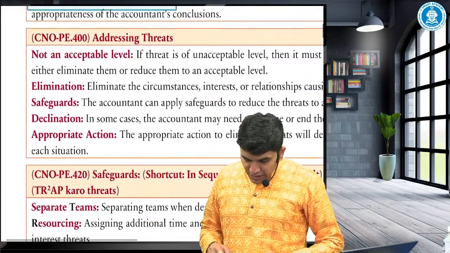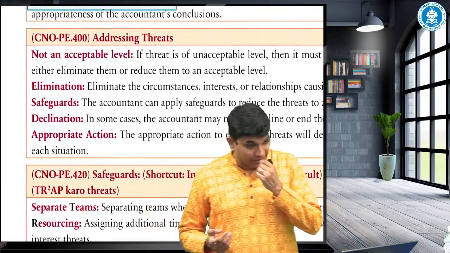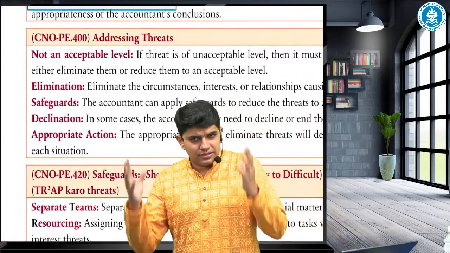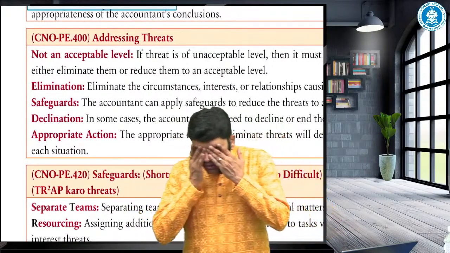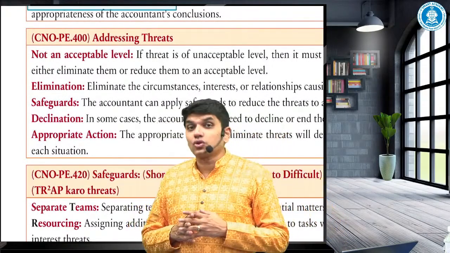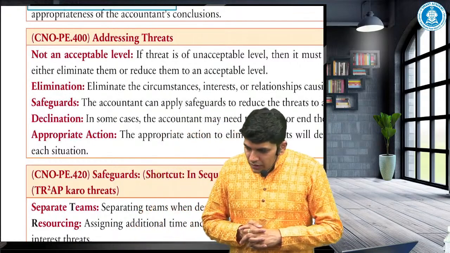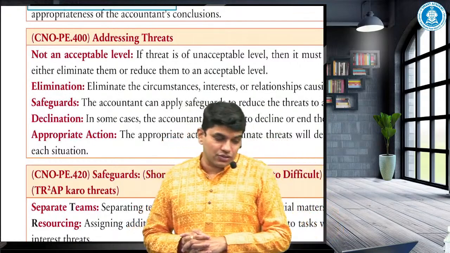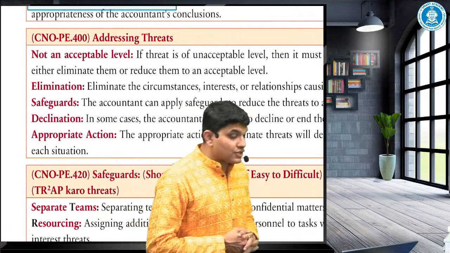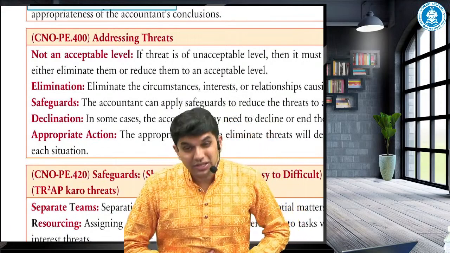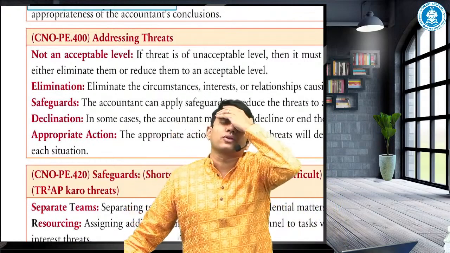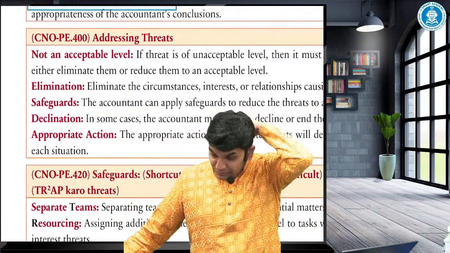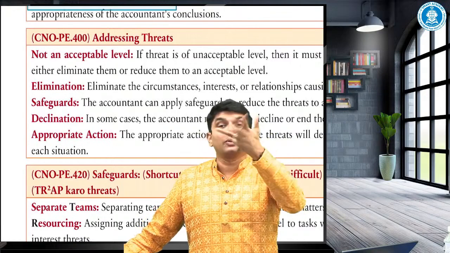Addressing the threat. Suppose after analysis, after the reasonably informed third party test, you come to know that this threat is not of an acceptable level. As per the RITPT test, they feel that there is a chance that things will be compromised. Fundamental principles will be compromised. My goodness. There's a big threat.